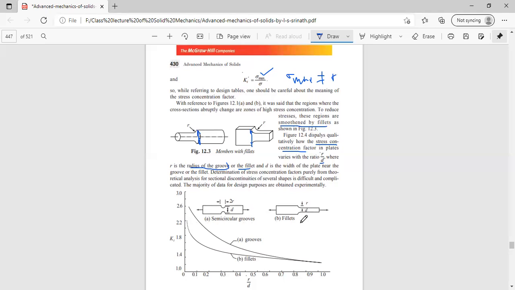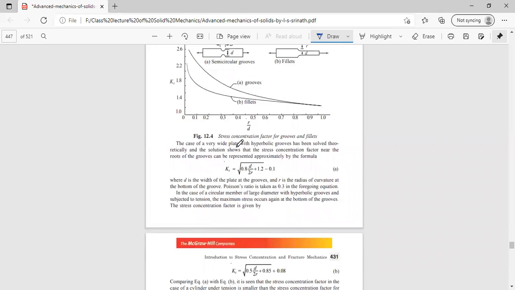So by application of the fillets, we are improving the strength considerably. But if the condition of application is such that only a semicircular groove can be used, then our stress concentration factor is much higher, which means the nominal stress at the junction, at the stress concentration area, is much higher than the stresses at the normal force itself.